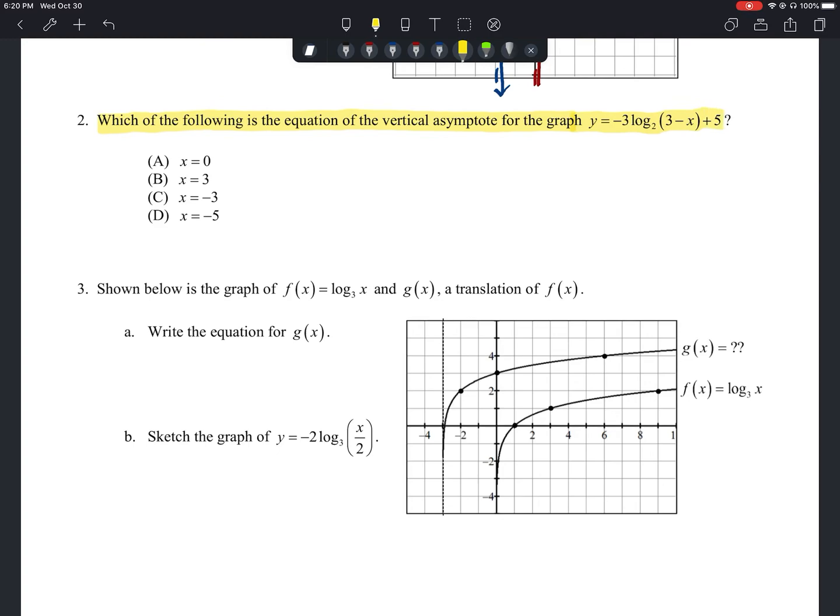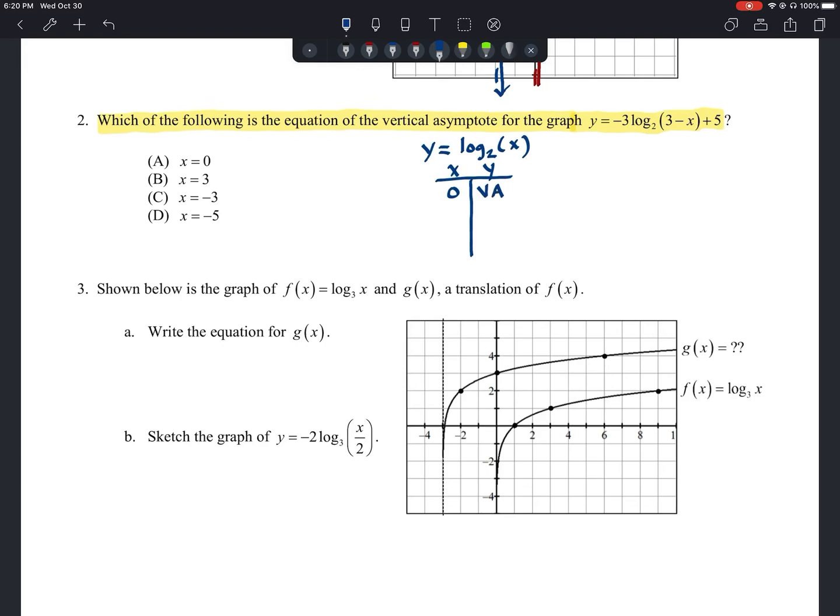All right, so when we think about our parent graph for this, our parent graph would have been y is equal to log base 2 of x, right? In which case we know there that our vertical asymptote for the parent graph of any log function would be at 0, and then we'd have our vertical asymptote there.